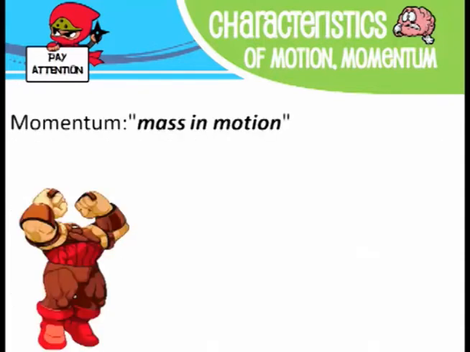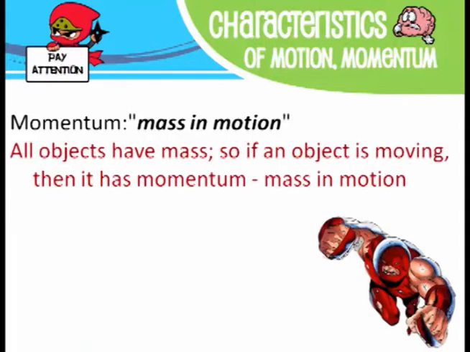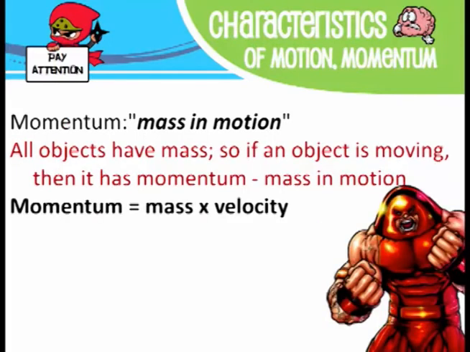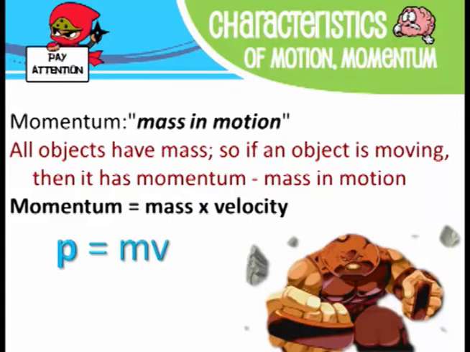Alright, so momentum, another way of saying it is mass in motion. All objects have a mass, so if the object is moving, it therefore by definition has momentum, mass in motion. Momentum is equal to mass times velocity, so momentum is the letter P, a lowercase p, mass is a lowercase m, and velocity is a lowercase v. And velocity, for those of you who aren't familiar with it, is another way of saying speed.